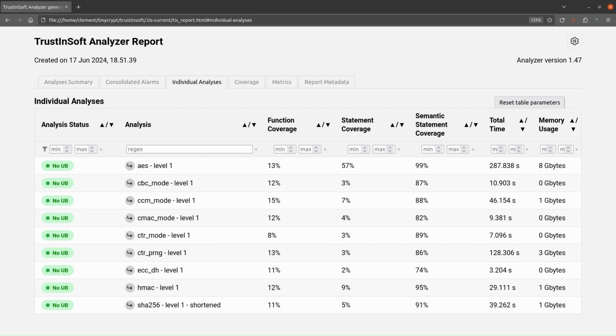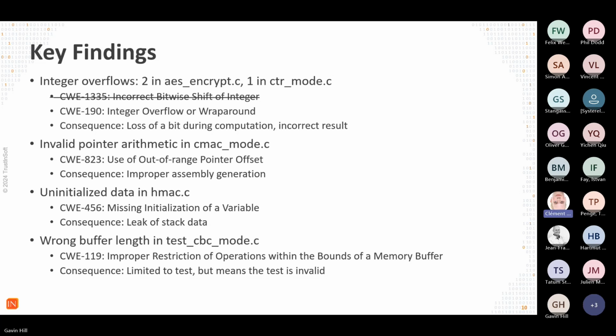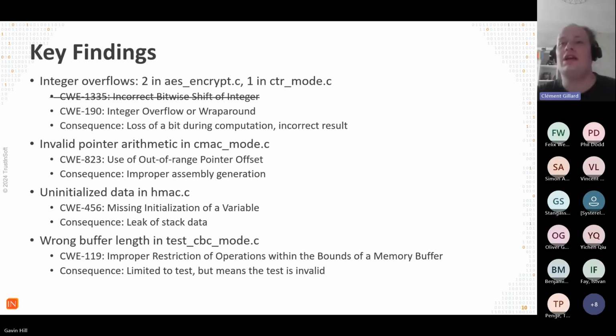And ta-da! Now, all of our analyses show no UB, meaning that we have successfully identified and worked around each alarm in our campaign. Okay, so to conclude, here's a recap of all of the issues that we identified. We found 3 instances of integer overflow. 2 were found in the AES module, 1 in the CTR mode module.